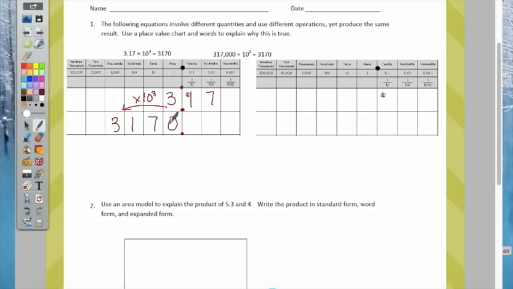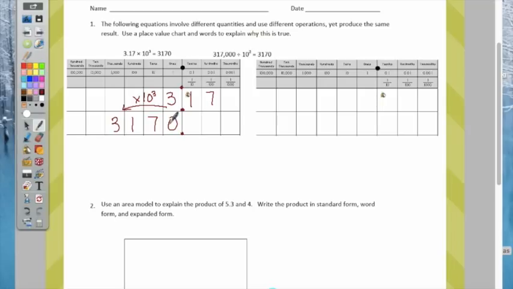Okay? Now it says to use words to explain what happened. Well, my number got larger, didn't it? Yes. Okay. And my digits moved which way? Left. The decimal trick says to move the decimal to the right, but we're on the place value chart. So what if I say this? When I multiply, my number gets larger, and my digits move to the left.